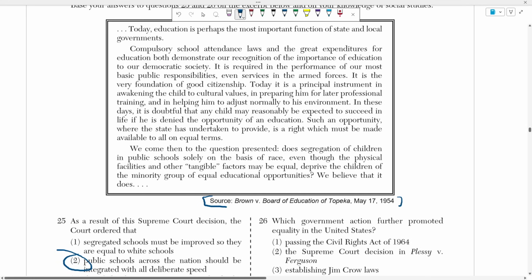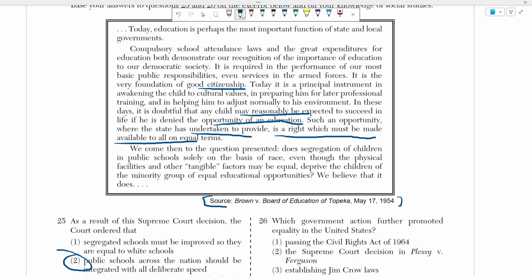Compulsory school attendance laws and great expenditures for education both demonstrate a recognition of the importance of education to our democratic society. It is required in the performance of our most public responsibilities, even services in the armed forces. It is the very foundation of good citizenship. Today, it is a principal instrument in awakening the child to cultural values, in preparing him for later professional training, and in helping him to normally adjust to his environment. In these days, it is doubtful that any child may reasonably be expected to succeed in life if he is denied the opportunity of an education. Such an opportunity, where the state has undertaken to provide it, is a right which must be made available on all equal terms, right? We come to the question presented.